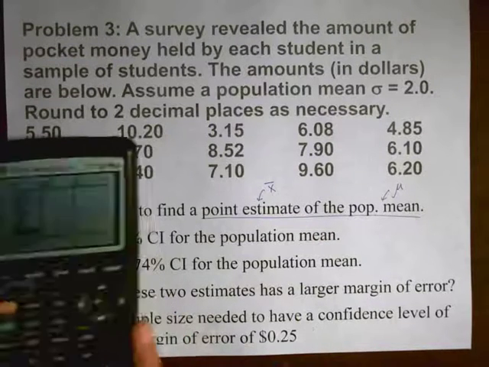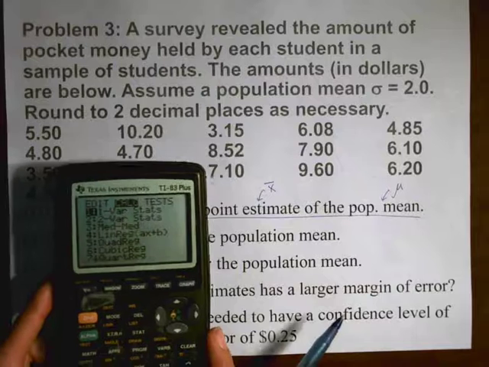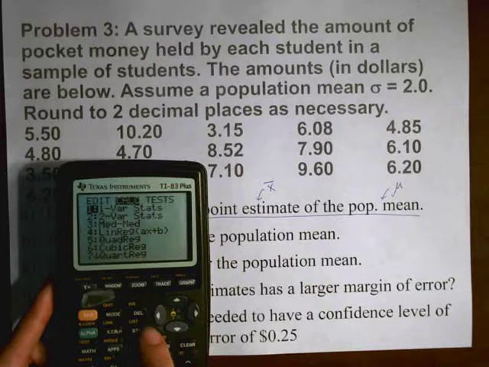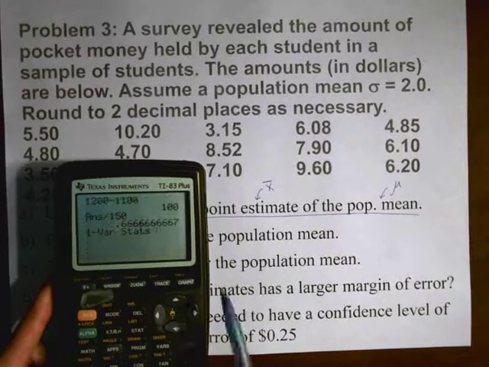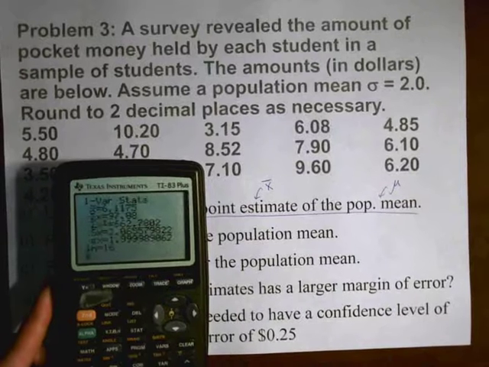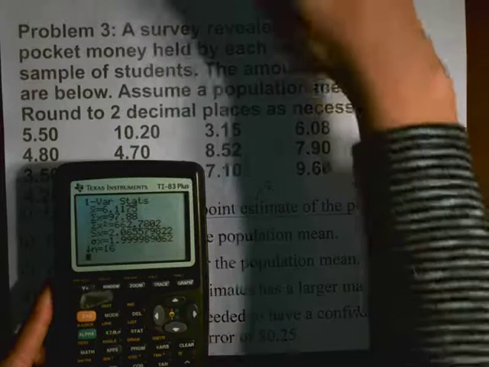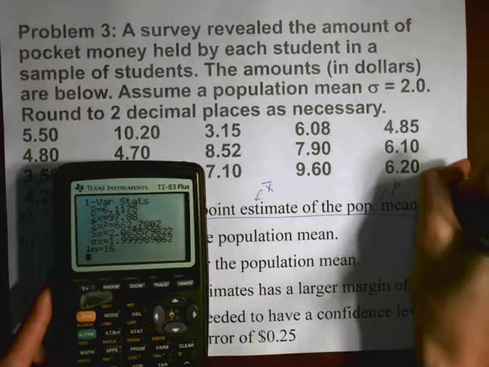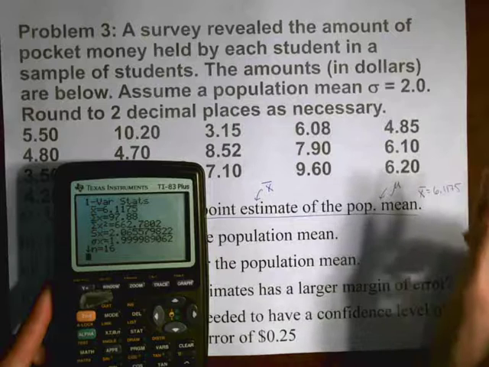Okay, so I've got my 17 data points in my list. If I push stat, and then move over one button to the right to get calculate, I'll calculate the one variable statistics. It tells me that a point estimate for the mean is the sample mean, which is 6.1175. So x bar equals 6.1175.